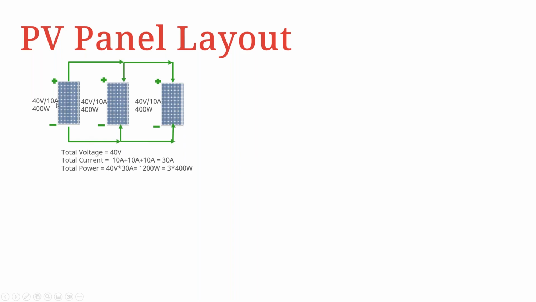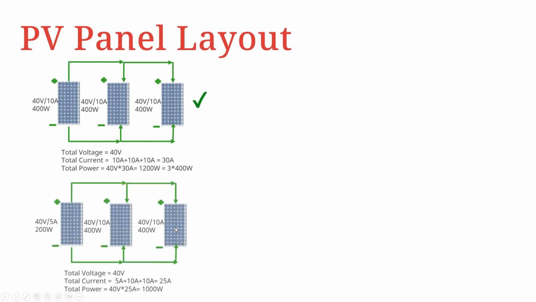So we're going to have 10 plus 10 plus 10. In this case, they're all the same, so they're all added up, and we'll have the sum of 30 amps. So total power will now be 40 volts times 30 amps. This gives us 1.2 kilowatts, or a multiplication of the three panel capacities. So this is fine. Next up is another variant of the parallel connection.